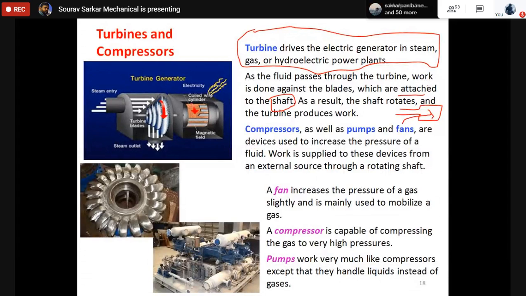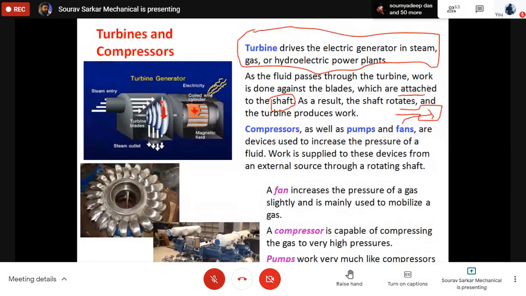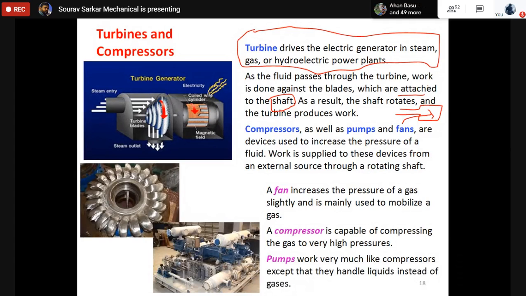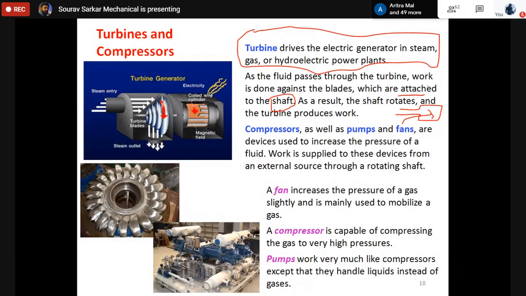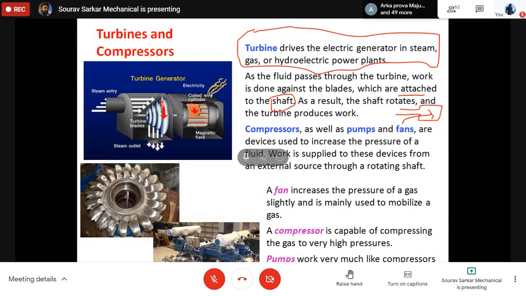So the shaft is driven by the turbine. Whenever there is a turbine, the turbine itself drives the shaft. But if you have a compressor, you have to drive the shaft to rotate the blades so that the energy of the blades gets transferred to the fluid. Do you understand this?